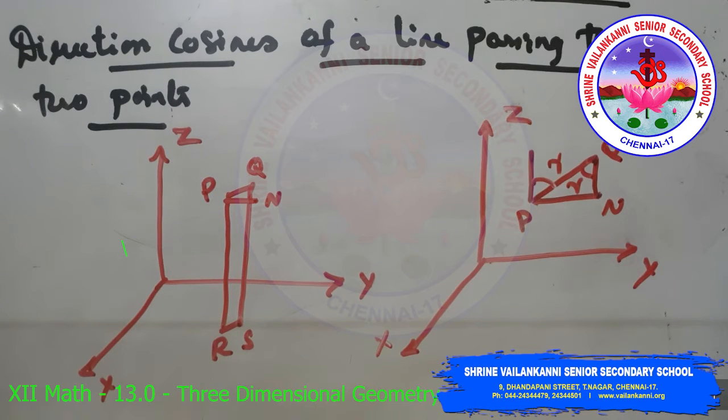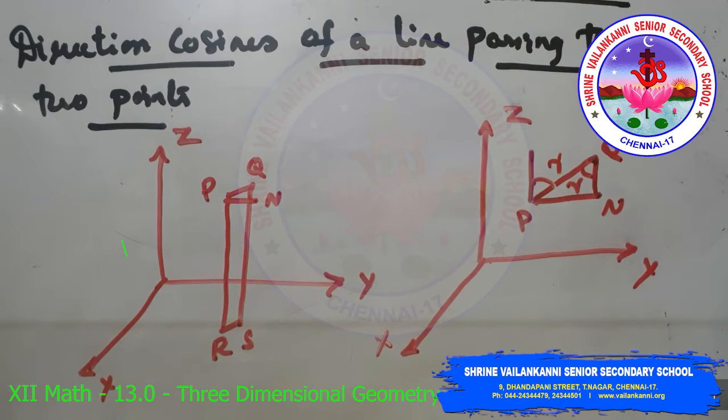So next one is direction cosines of a line passing through 2 points. Since one and only one line passes through 2 given points, we can determine the direction cosines of a line passing through the given points P, which is (x1, y1, z1), and Q is (x2, y2, z2). Let l, m, n be the direction cosines of the line, and let it make angles alpha, beta and gamma with the x, y and z axis respectively.